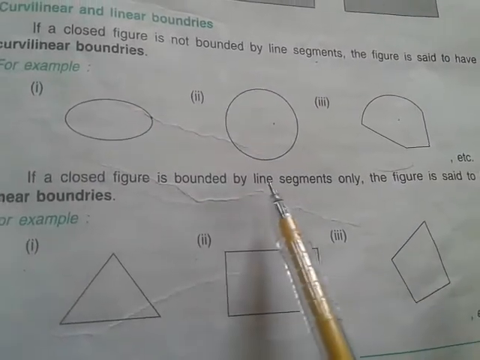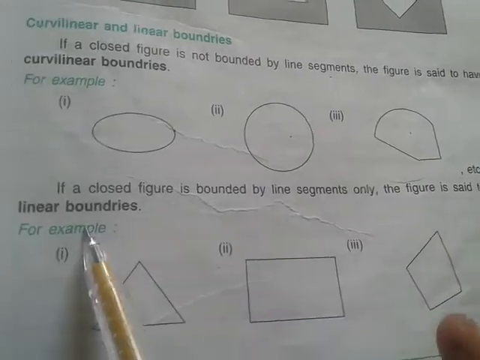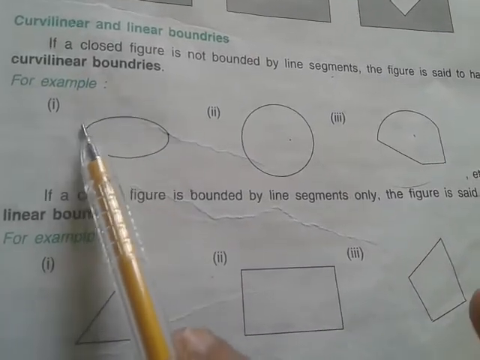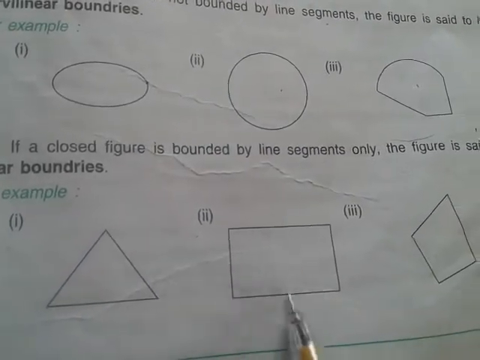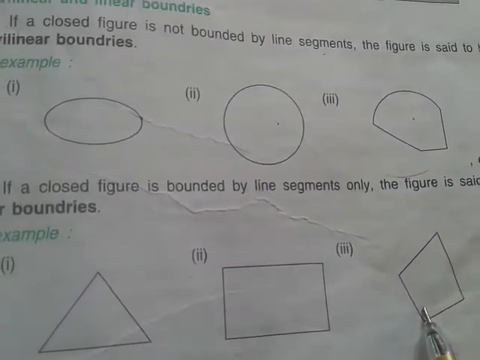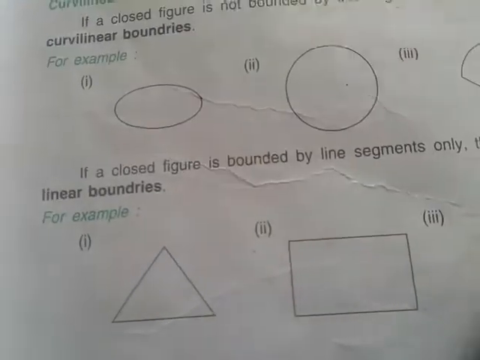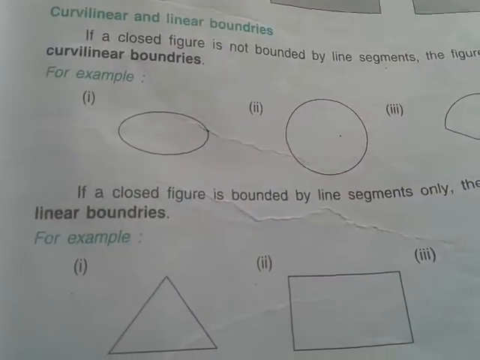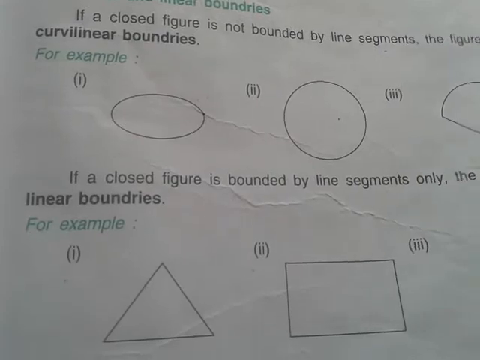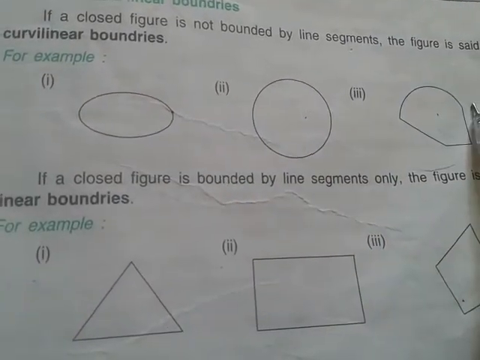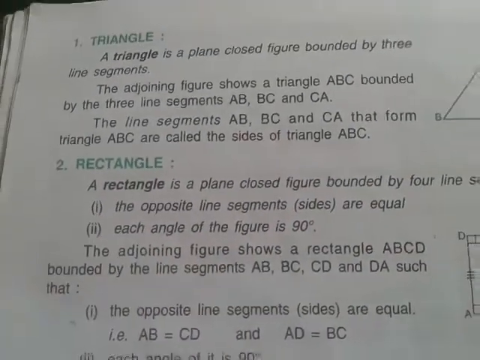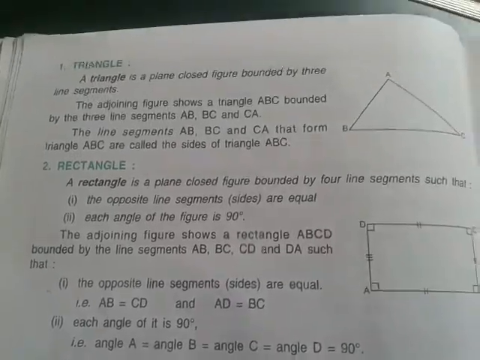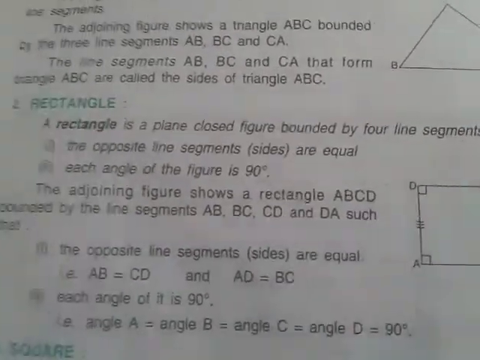If a closed figure is bounded by line segments only, the figure is said to have linear boundaries. So wherever you find a curve in a figure, it is a curvilinear figure. Wherever you find only line segments, you say that it is a linear figure, or we say it has linear boundaries. And here it has curvilinear boundaries, and it has linear boundaries. Okay, so we'll see some linear boundary figures.